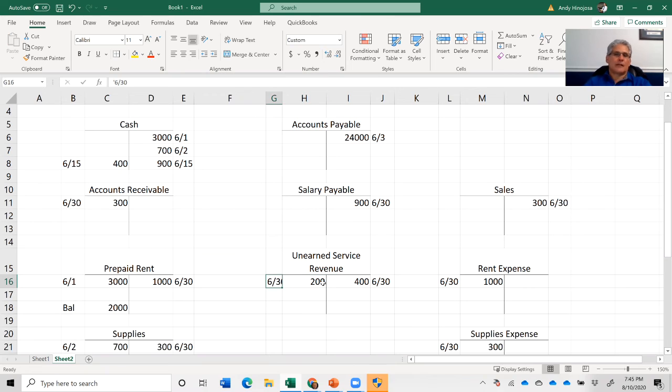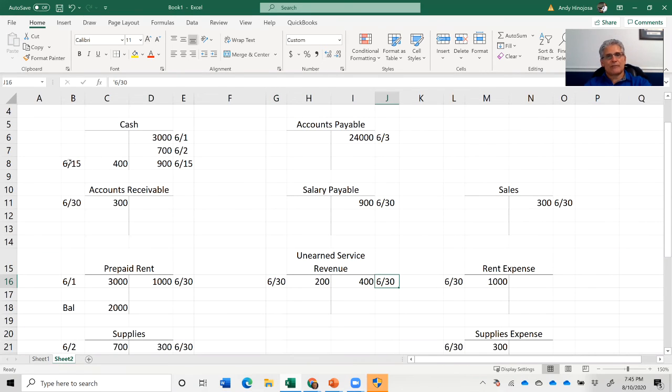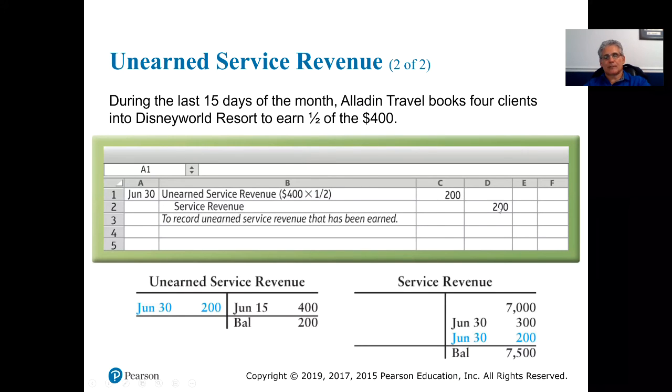Oh, I had messed up. The $400 should be dated June 15th. So I apologize. That should be June 15th. So when we received the money, we debited cash and we credited unearned service revenue. That's dated 6/15. However, the adjusting entry on June 30th is a debit to unearned service revenue for $200 and then a corresponding credit to sales for $200. Debit, credit. That's exactly what happened on the journal entry, debit, credit.